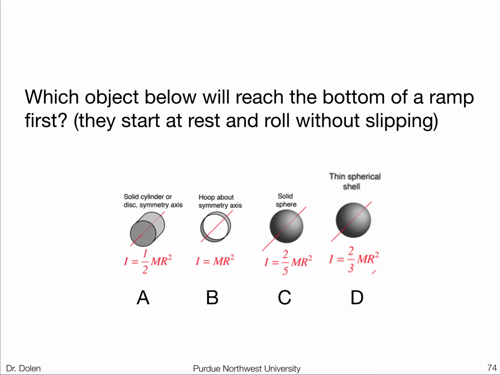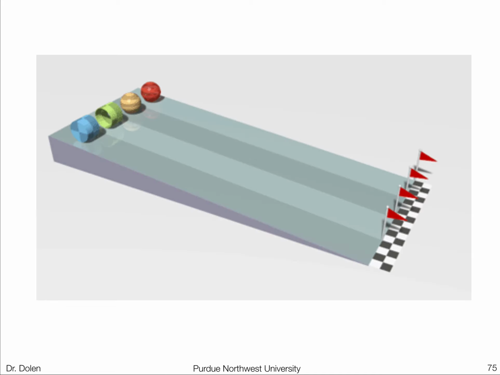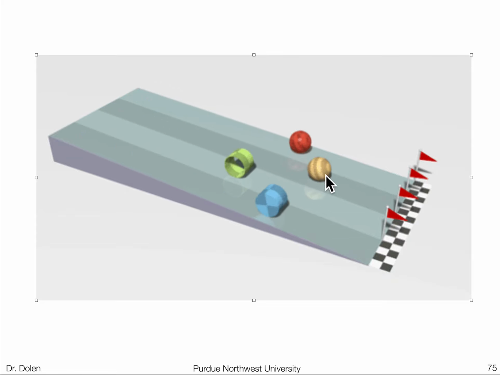Right, so let's actually put all these objects on the top of the ramp. So I believe the red ball is my hollow sphere, the orange ball is my solid sphere, the green is my ring, my hoop, and the solid blue here is my solid cylinder. So when I get these going, let's see what happens. Okay, there they go, and it looks like the orange ball wins, then blue, then red, then green.